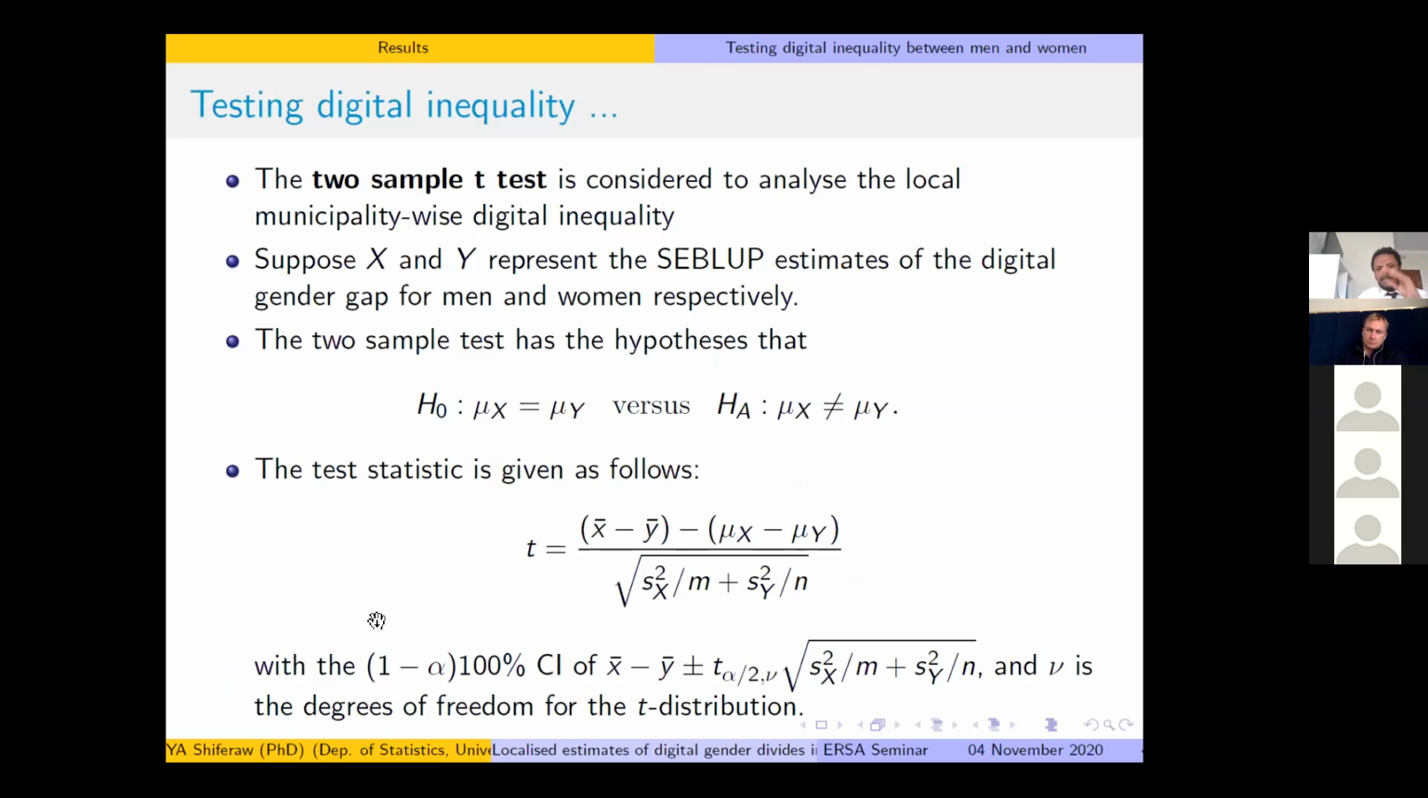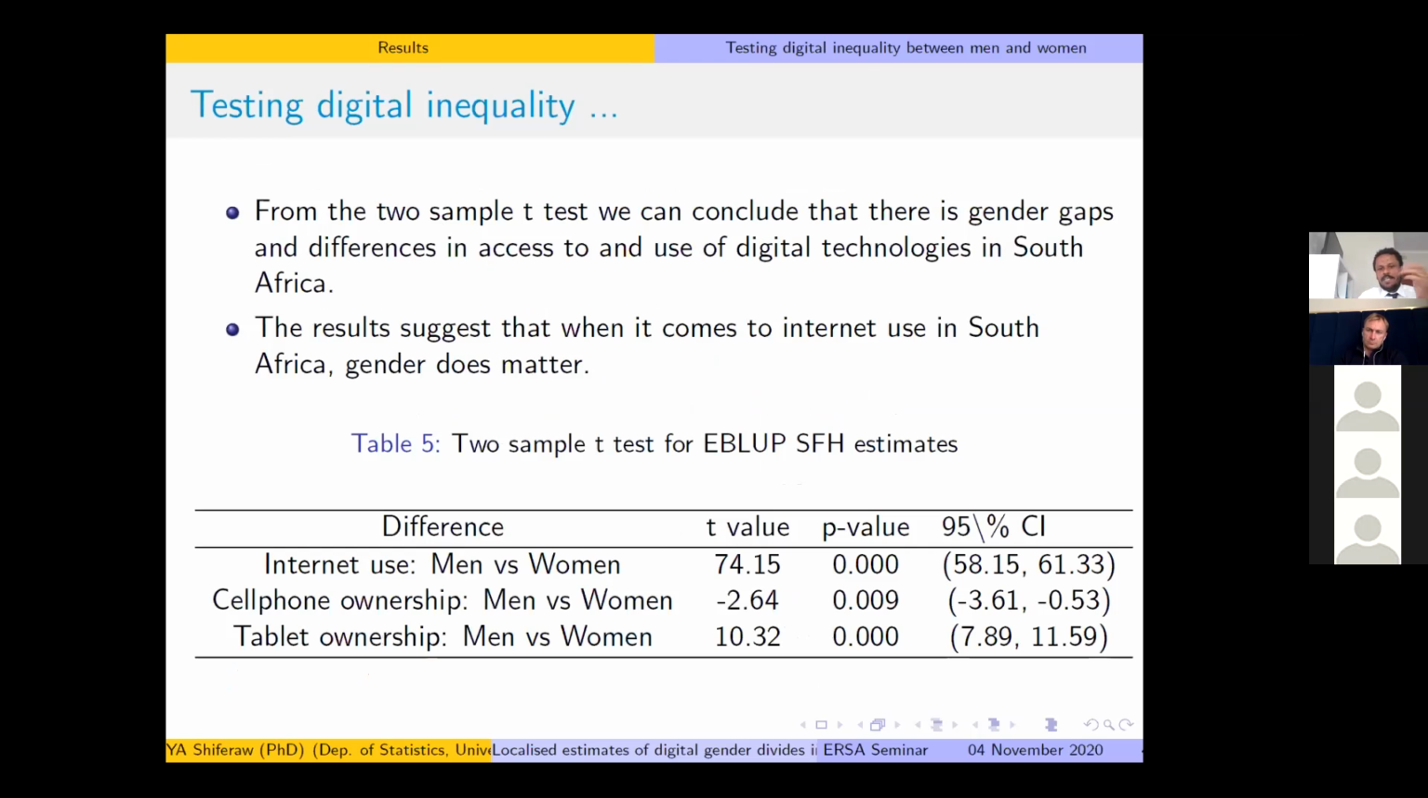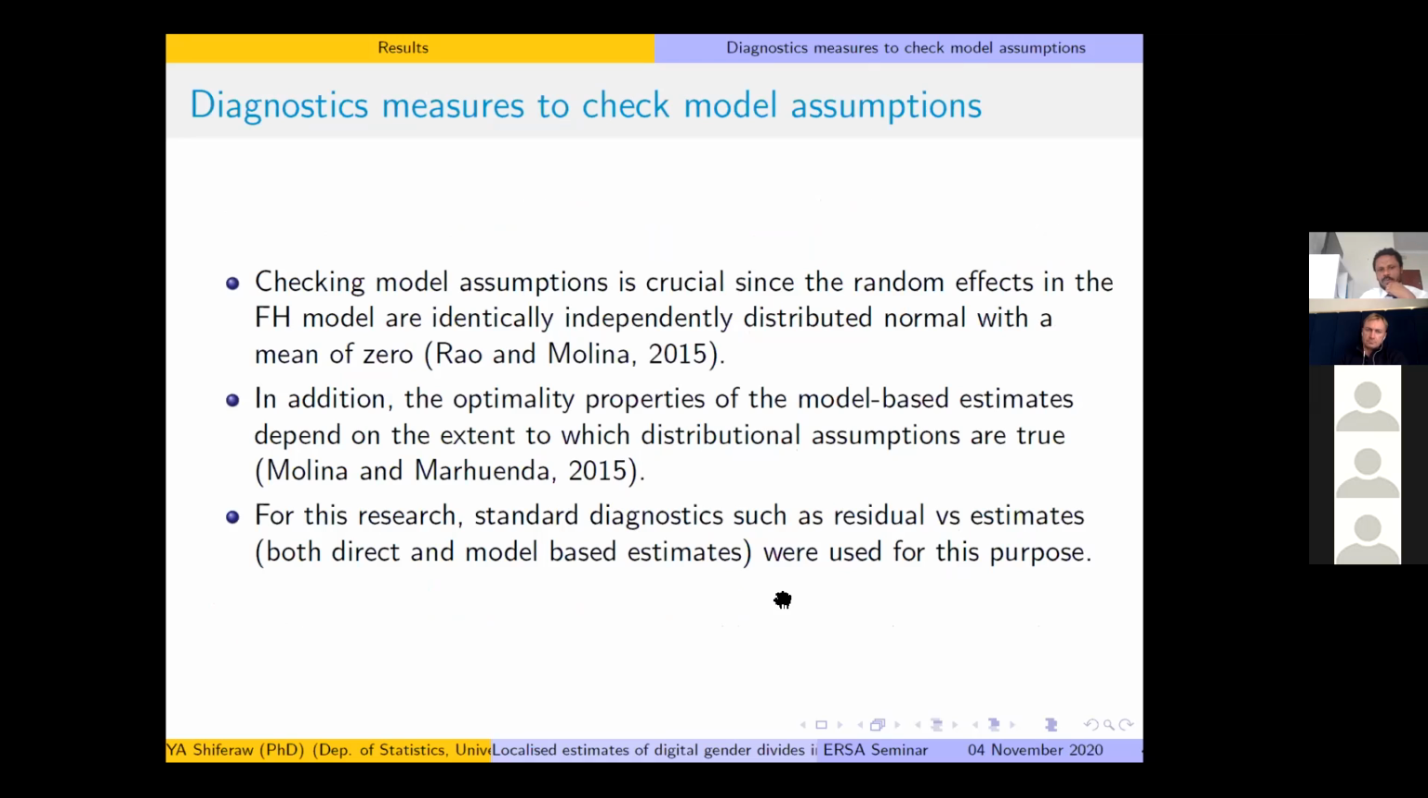And I have used two-sample t-tests to test if there is really a difference or not. And this is a two-sample test for internet use, men versus women, for cell phone ownership, and tablet ownership. As you can see, there's clearly a difference when it comes to internet use. Tablet ownership is clearly a difference. Okay, still there's a slight difference when it comes to cell phone ownership.